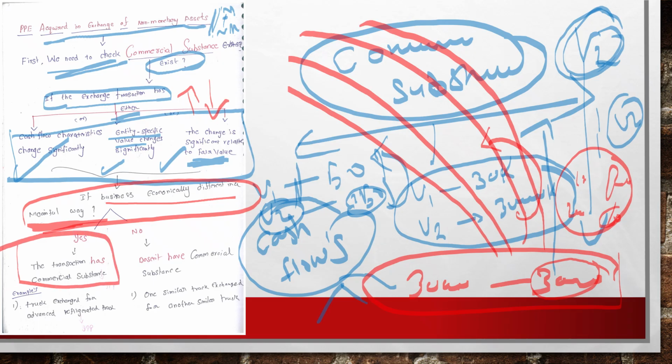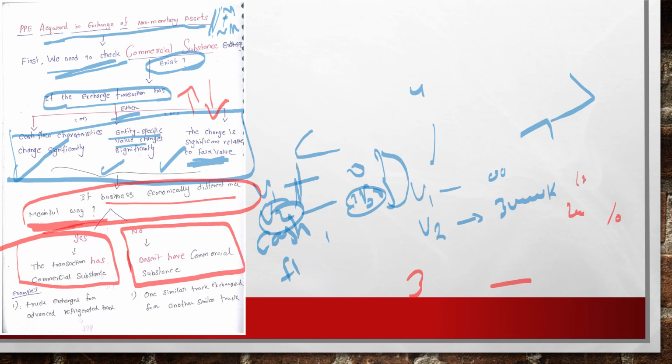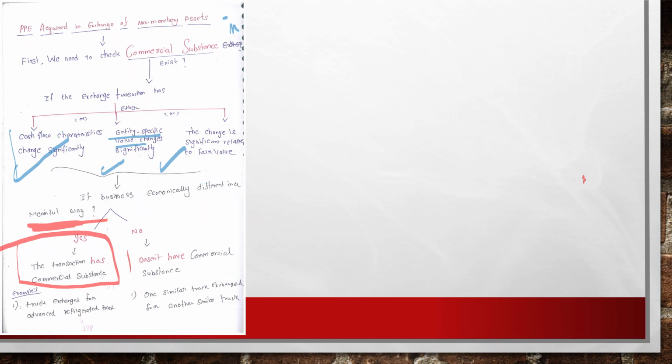If the answer to all these questions is no, then that particular transaction doesn't have commercial substance. Why do we need to check commercial substance before we do the calculations? Because based on whether the transaction has commercial substance or not, your accounting treatment will change. We need to see whether we need to consider the fair value of that transaction or not. That depends on the commercial substance concept. That is why I am explaining the commercial substance concept first, then we will go to the valuation part. I hope you understand what commercial substance means.